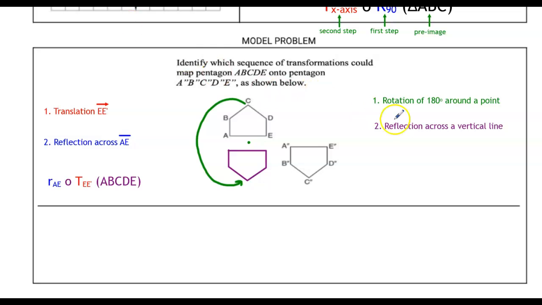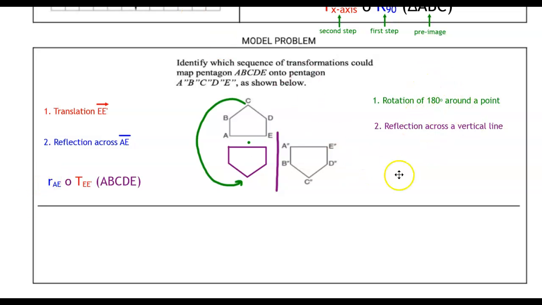Next, we can reflect it across a vertical line. Notice that we didn't name the vertical line, just like we didn't name this point. The vertical line could look like this. And if we reflect this shape, let's bump it up just a little bit, if we reflect this shape across that line, it would then become A double prime, B double prime, C double prime, D double prime, and E double prime. Here's how you write it out in words.